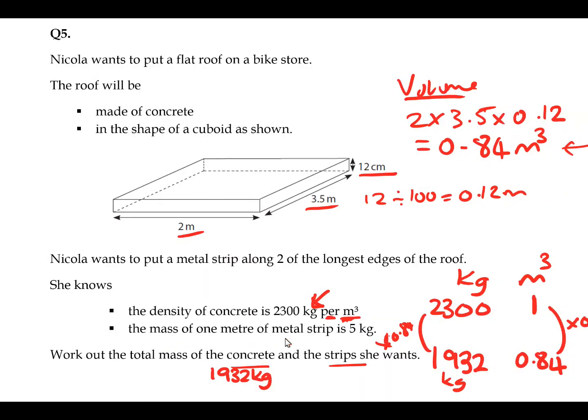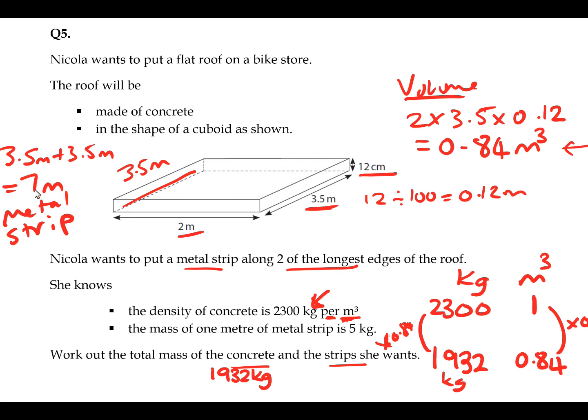What she also needs is the mass of the 1 meter of metal strip, which is 5 kilograms. So we need to know how much of the metal strip there is. So the metal strip is along 2 of the longest edges on the roof. Well, one edge here is 3.5 meters, and I'm presuming that's the other edge at 3.5 meters. So in total, she needs 7 meters of metal strip, because we've got 2 3.5 meter strips, because they're our longest edges. Now 1 meter of the metal strip is 5 kilograms. We haven't got 1 meter, we've got 7. So multiply the 5 by the 7 and you end up with 35 kilograms of metal strip.